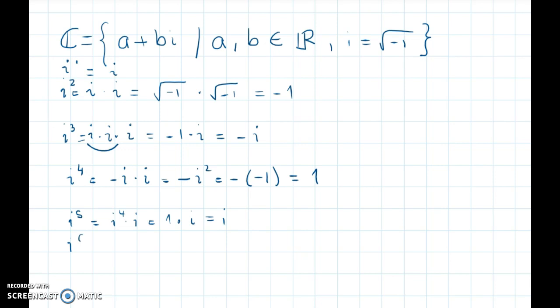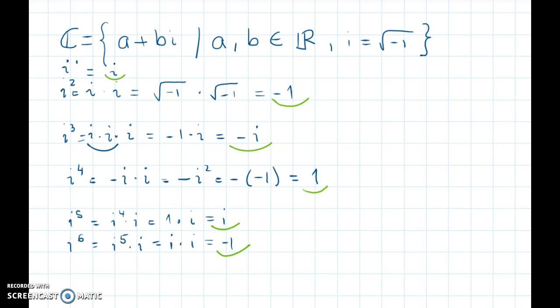If I do i to the power of 6, that's going to be i to the power of 5 multiplied by i itself. So that's i multiplied by i, which is -1. So we're repeating the results. We got i when we do i to the power of 1 and i to the power of 5. We got -1 when we do i squared and i to the power of 6. If we keep going, the next power will give us -i, and the next one will give us 1.